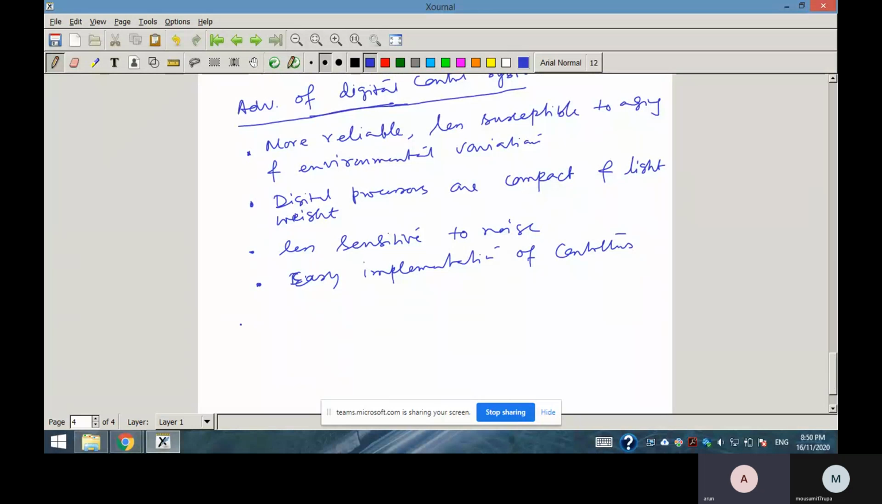So what are the disadvantages of digital control systems? There are some, of course. So what is the disadvantage? Sampling. Sampling reduces the stability of the system.